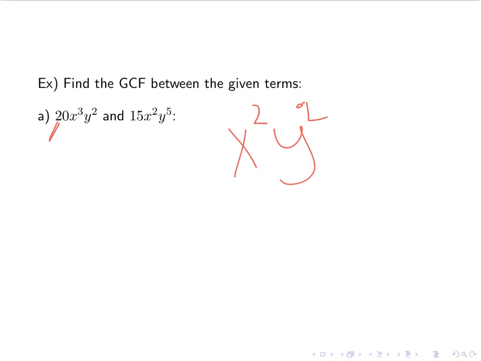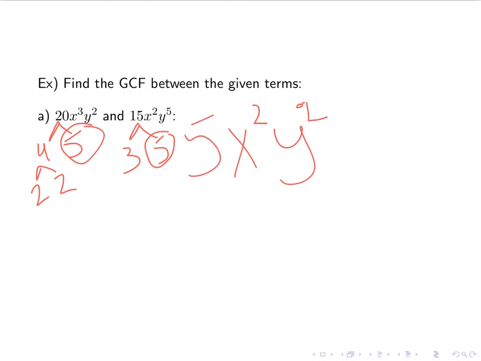Coefficient-wise, 20 is 4 times 5. 4 is 2 times 2. 15 is 3 times 5. So what they have in common is a 5. So the GCF is going to be 5x squared y squared.